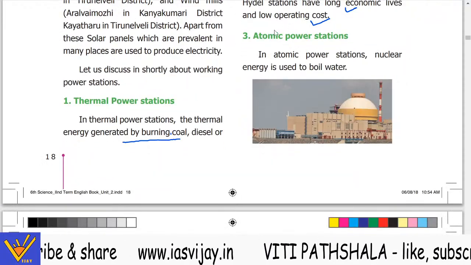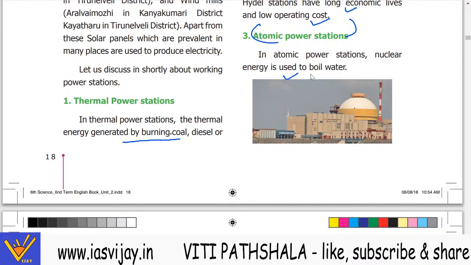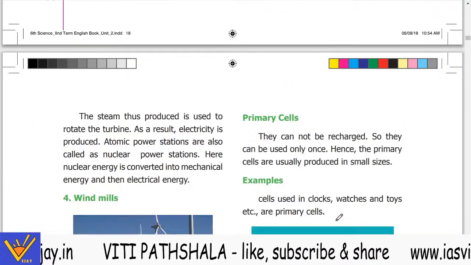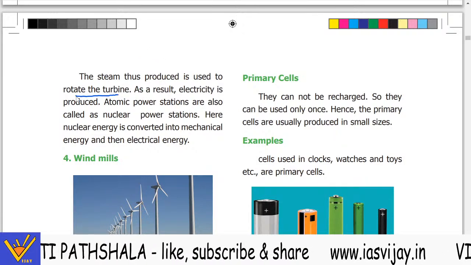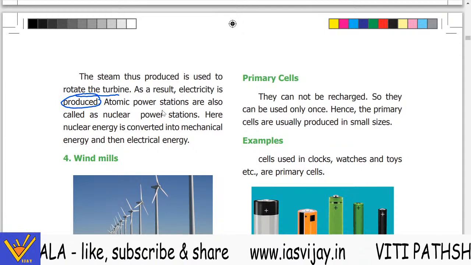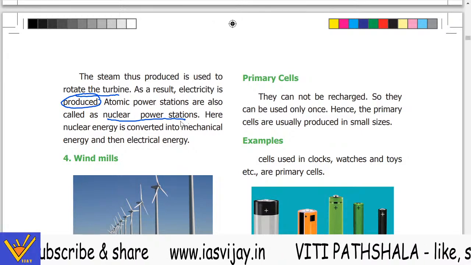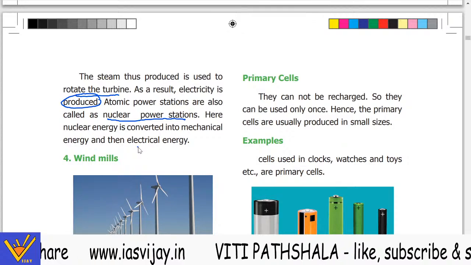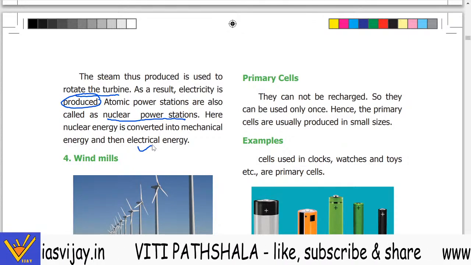Now atomic power stations. In atomic power stations, nuclear energy is used to boil the water. The steam thus produced is used to rotate the turbine. As a result, electricity is produced. Atomic power stations are also called nuclear power stations. Here nuclear energy is converted into mechanical energy and then into electrical energy.